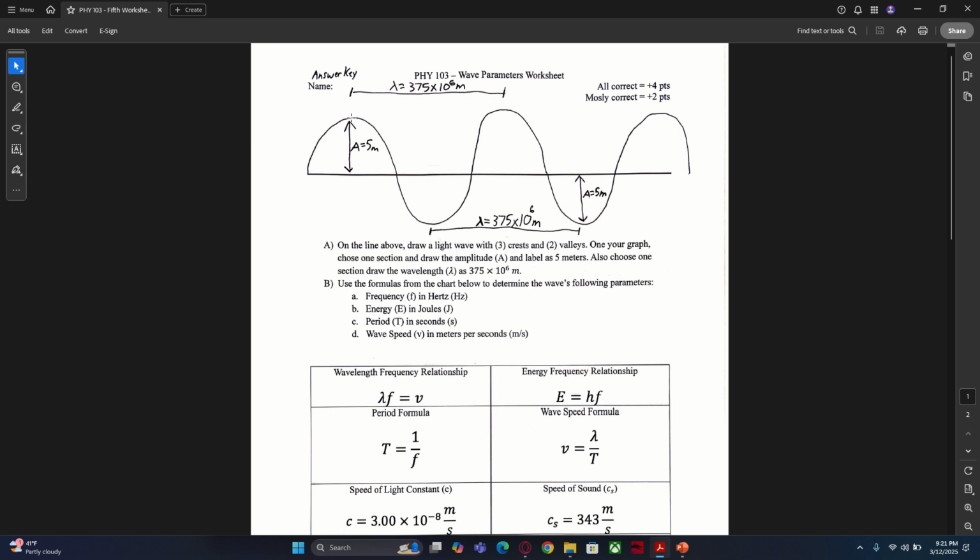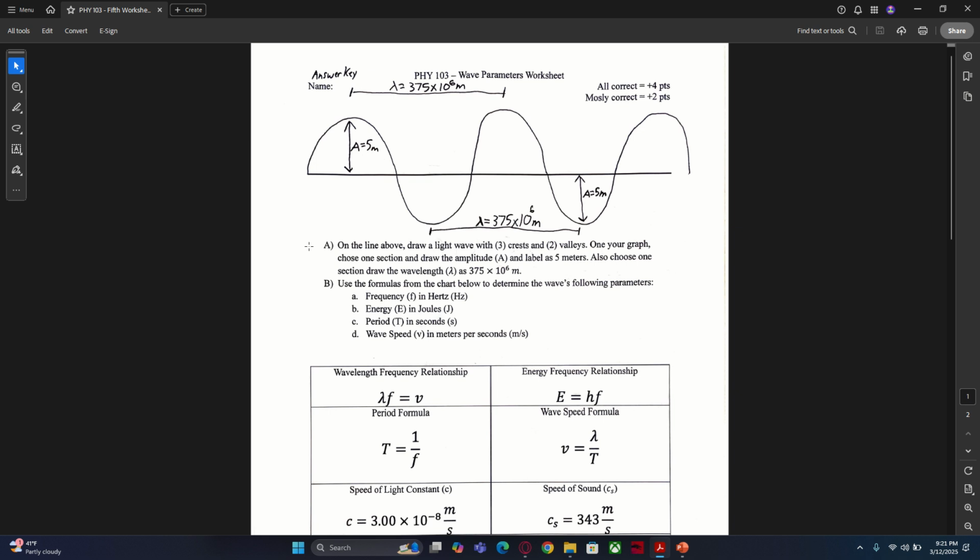And the distance between the top of a crest to the next crest, we will call that lambda, the wavelength. Lambda looking like an upside down Y or the Greek letter lambda. But instead of going from a crest to a crest, you could go from the bottom of a valley to a valley, that would also be the wavelength. But you could pick one or the other.